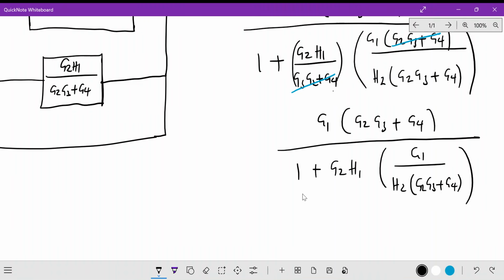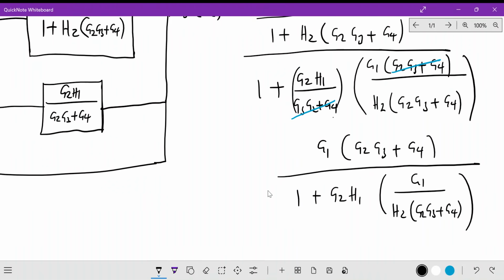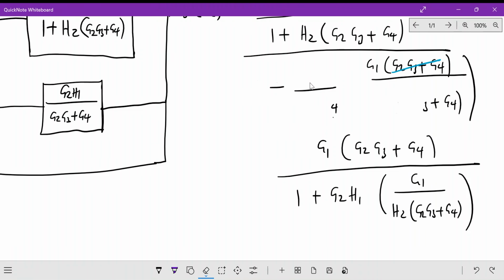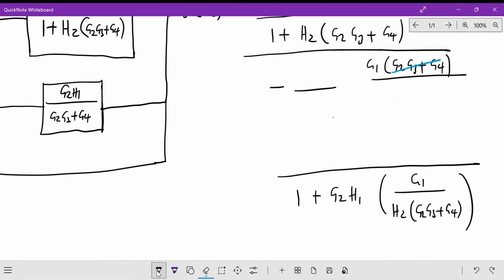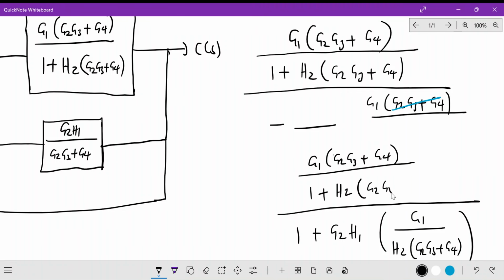Okay, and then what I'm going to do, oh sorry, on top I've forgotten something. Let me rewrite this. Here this guy has to be divided by its denominator, right? So what you have is G1 G2 (G3 plus G4) divided by 1 plus H2 times G2 (G3 plus G4). Okay, so this is what you have now.